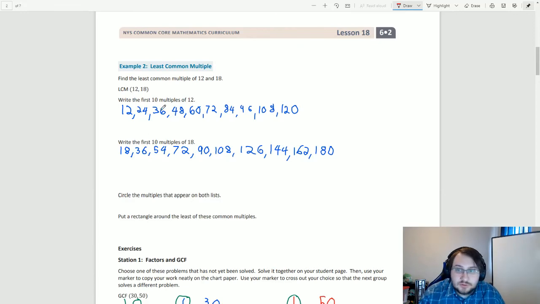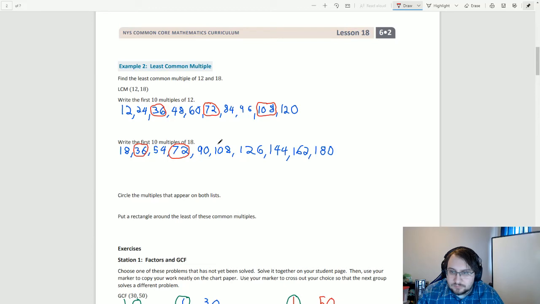We're going to circle. Well, 12 isn't on both, 24 isn't on both, 18 isn't on both. Oh, 36. That's on both. Keep looking, keep looking. No, no. Oh, 72. That's on both lists. 84, no. 96, no. Oh, 108, that's on both lists. 120, no, no, no, no, no.